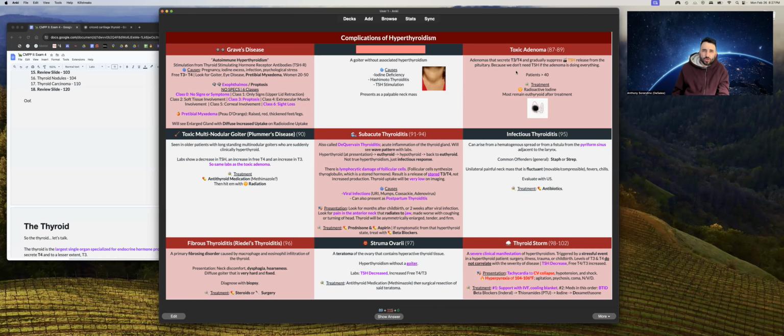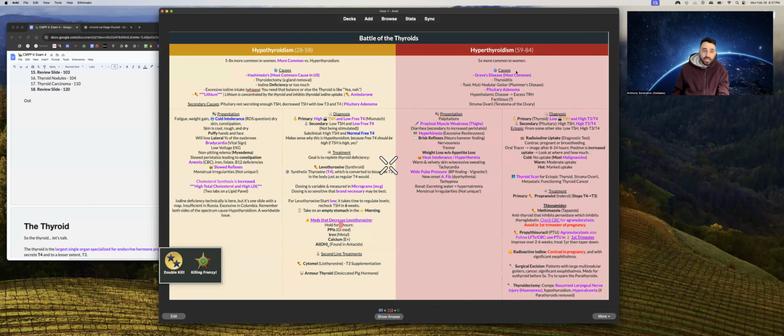All right, what is this? A goiter without associated hyperthyroidism. Is this just a non-toxic goiter? Yeah. Okay. Exophthalmos or proptosis. Yeah, I'm not memorizing all 6 classes of this NO SPECS thing. I'm taking the L on that. I'm just gonna do the extremes.